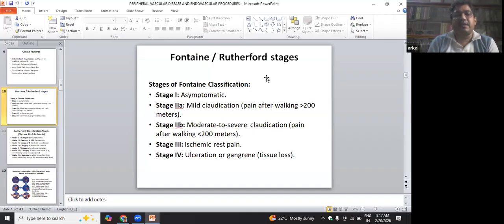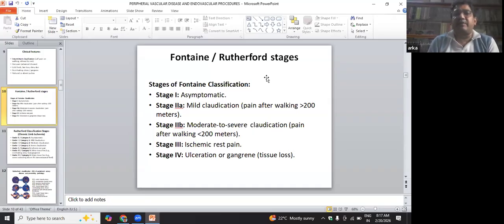Now, stage 3, late stage, and also stage 4, these two constitute critical limb ischemia. Above that, stage 2A, 2B, it is chronic limb ischemia. Stage 3 and stage 4 is critical limb ischemia. But the Fontaine classification is not a good tool to properly assess the condition of the patient's limb.